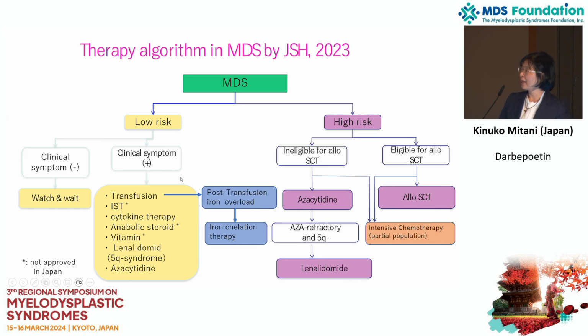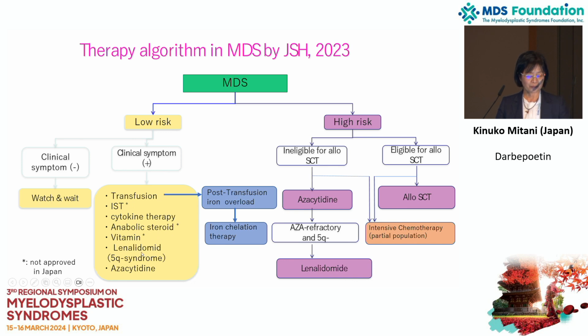Especially for the treatment of anemia, we can choose a transfusion with iron chelation therapy and cytokine therapy such as Darbepoetin alpha. Recently, we used Darbepoetin alpha before patients become transfusion dependent. Anabolic steroid is another option for the treatment of anemia, but is not approved in Japan. Immunosuppressive therapy, IST, is applicable for borderline patients between aplastic anemia and MDS, and it's sometimes useful in special cases. Dr. Hosokawa will talk about this issue later.